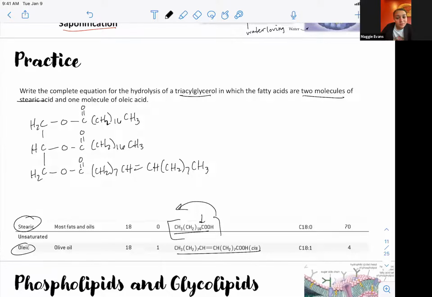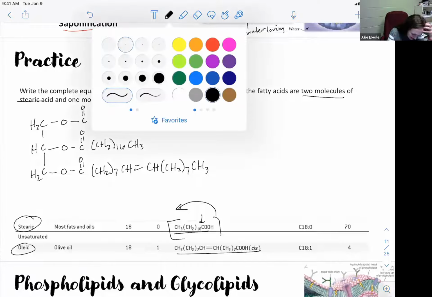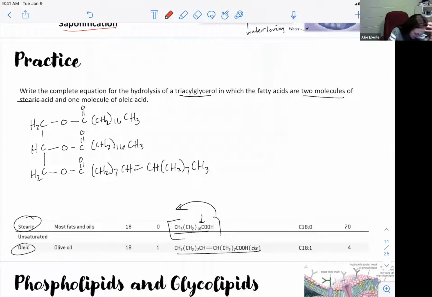Okay. So there is our triacylglycerol. Now we're going to hydrolyze it. Okay, y'all got to listen faster because we have a lot of slides still to cover. So we're going to break these bonds. And now we draw our products.